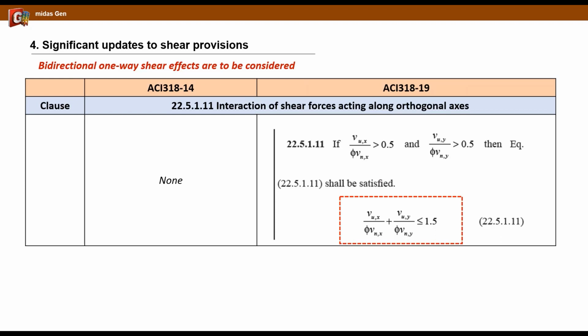The interaction of one-way shear forces acting along orthogonal axes needs to be considered per ACI 318-19, as provision 22.5.1.1 states that if the shear ratio is more than 0.5 in each direction, equation 22.5.1.1 shall be satisfied.